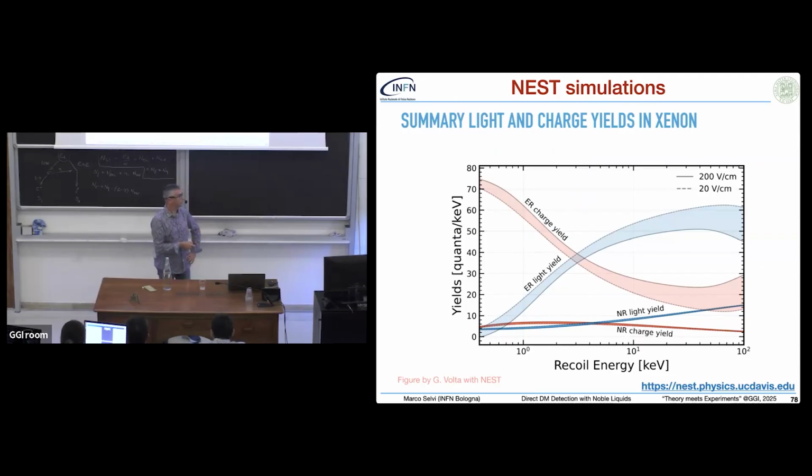Yeah, so I see. This is the number of quanta per unit of energy. Here, quanta means light, in the case of the blue one. It's constant for electronic recoil, yes, due to this relation here. While for nuclear recoils, this is not fully true. It depends on the energy. And you see that the anti-correlation is clearly visible in the electronic recoil channel in particular.